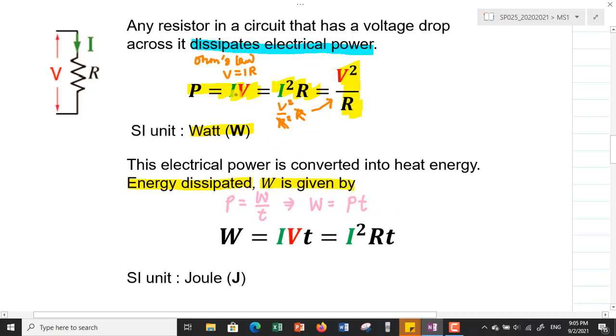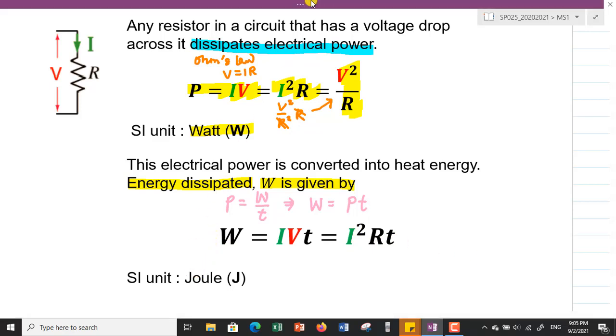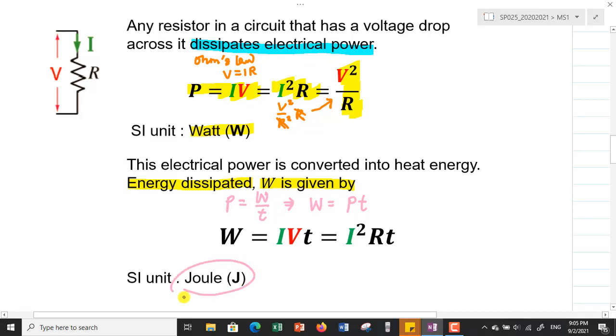So power is IV from the above equation. So we have energy will be IVT. Or we have power is I squared R. So I might also have energy is I squared R multiplied time. Okay. So what is the unit for energy? The unit for energy is joule. So this is how we find the energy and also the electrical power in a resistor.